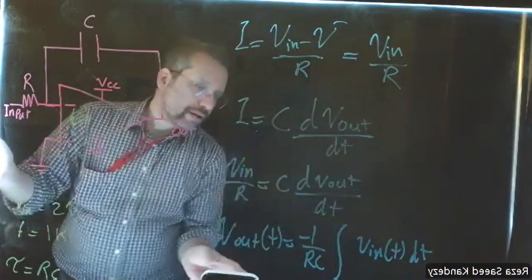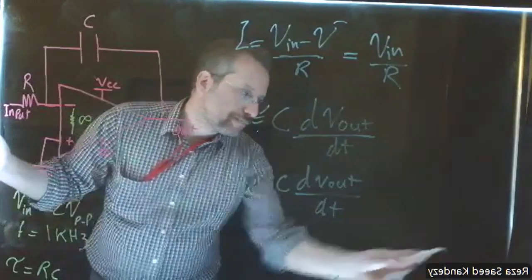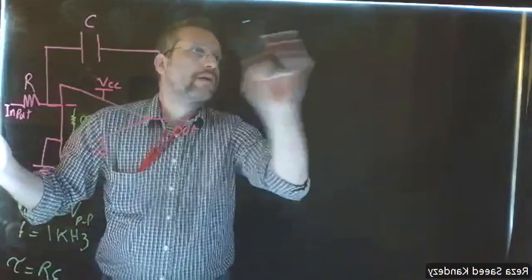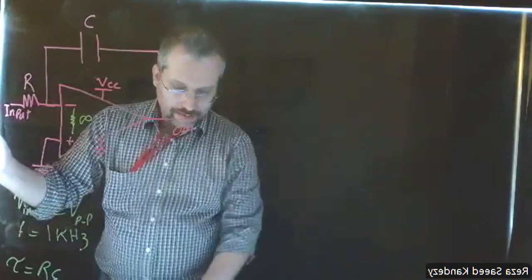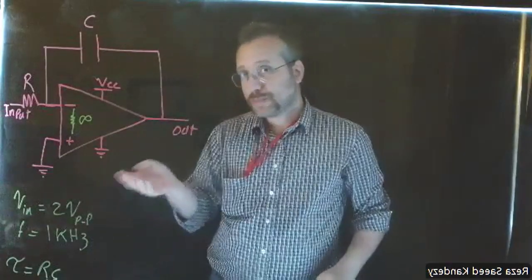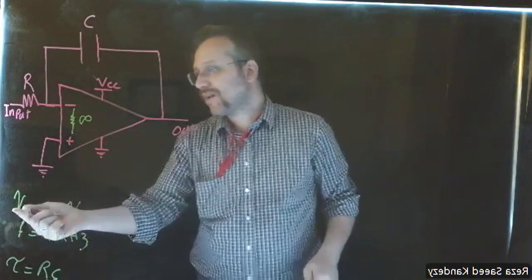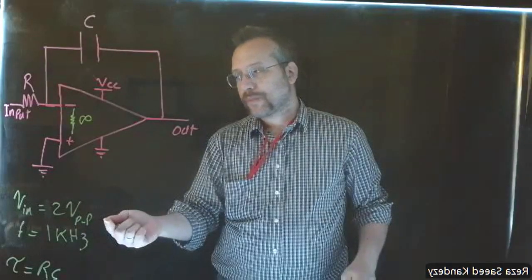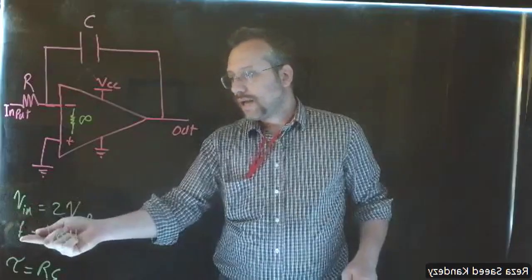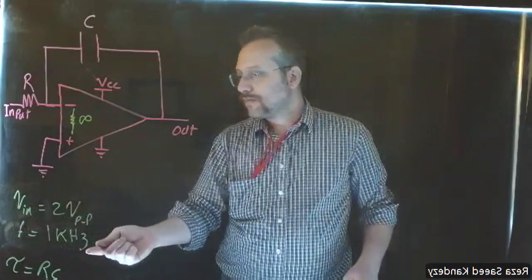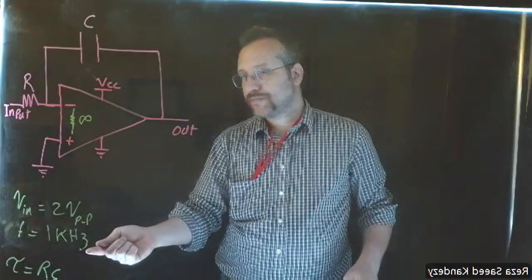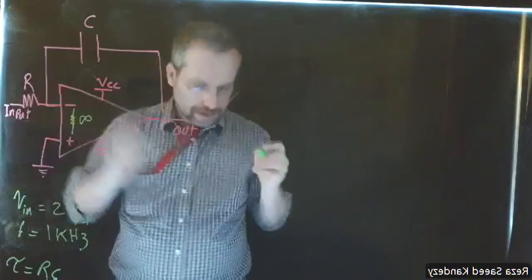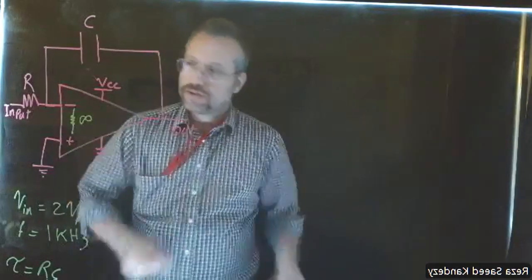Now, let's talk about an example of how we could design an integrator. What we have, a specific example, is that we want to have a square wave with 2 volt peak to peak as an input, and the signal has a frequency equal to 1 kilohertz. Okay, so this is our input. That's me with another color.